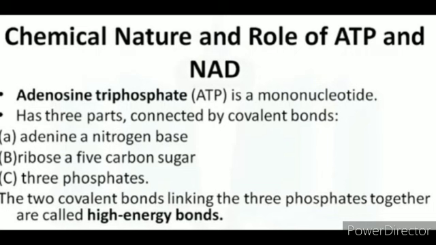Now we'll see the chemical nature and role of ATP and NAD. Adenosine triphosphate, ATP, is a mononucleotide with three parts connected by covalent bonds: adenine, a nitrogen base, ribose, a 5-carbon sugar, and 3 phosphates. The two covalent bonds linking the 3 phosphates together are called high energy bonds.